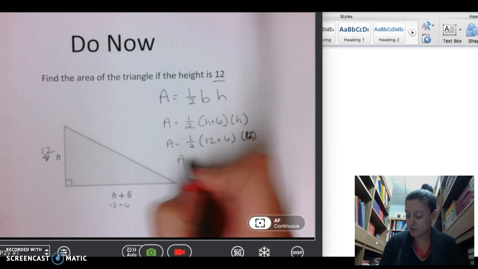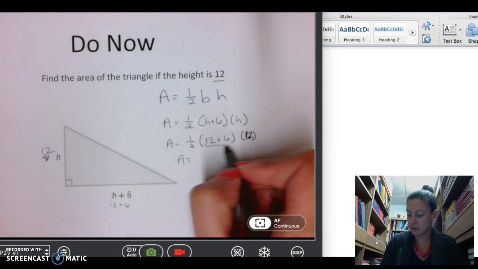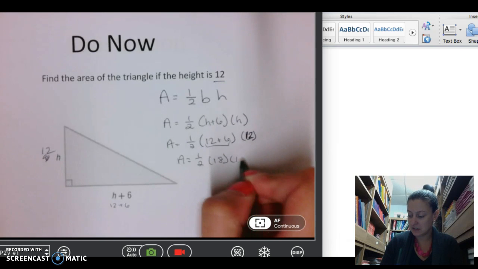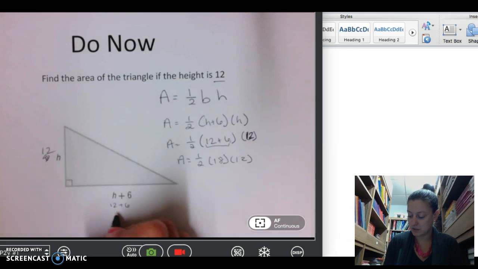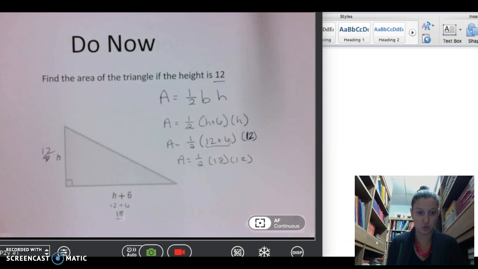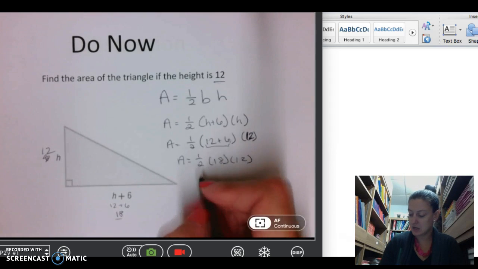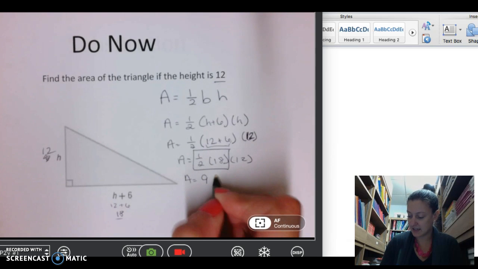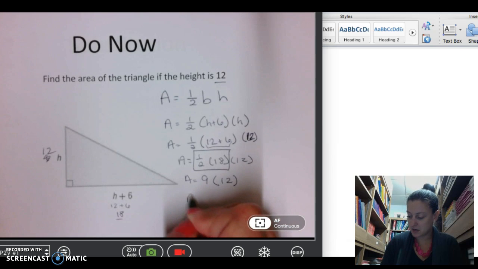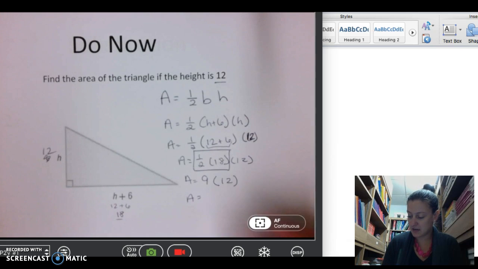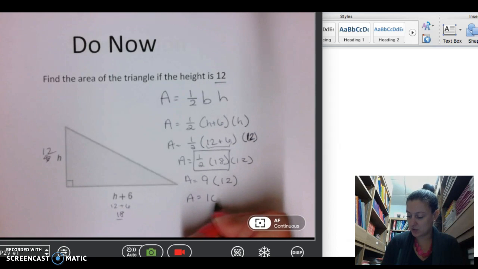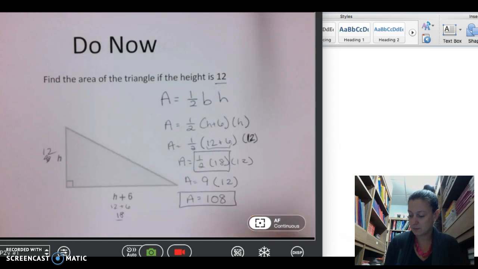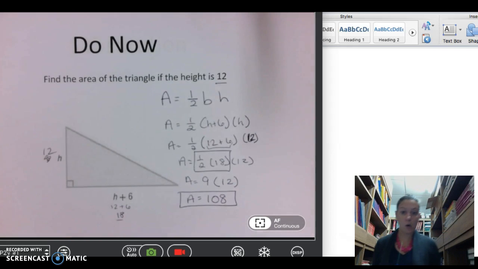First, we have to do what's inside the grouping. So right here, half of 18 times 12, because 12 plus 6 is 18. That's why it's a grouping. That's why you have to do it first. Multiplication, half of 18 is 9 times 12. Area is 108.